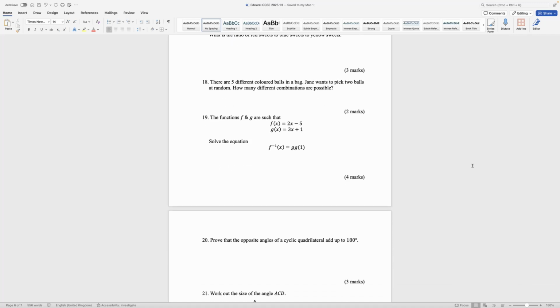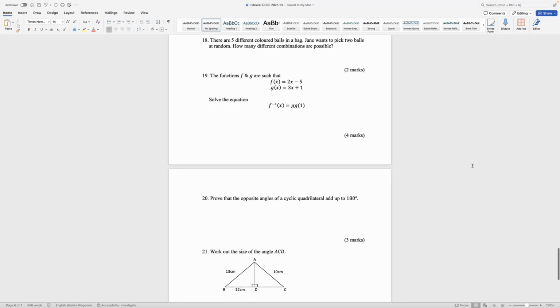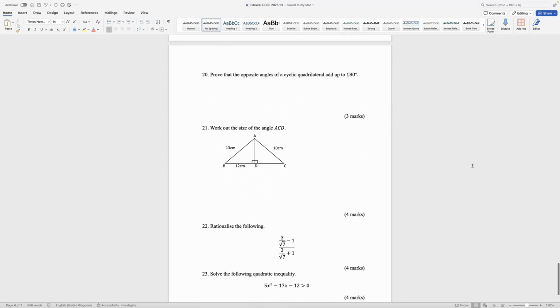Question 18. There are 5 different colored balls in a bag. Jane wants to pick 2 balls at random. How many different combinations are possible? Question 19. The functions f and g are such that f of x equals 2x minus 5, g of x equals 3x plus 1. Solve the equation f inverse of x equals g of 1. Question 20. Prove that the opposite angles of a cyclic quadrilateral add up to 180 degrees.